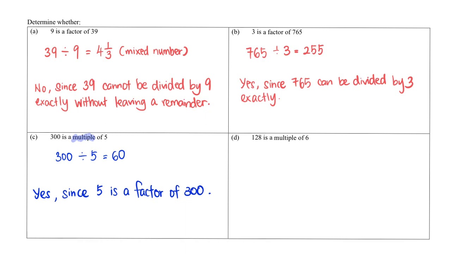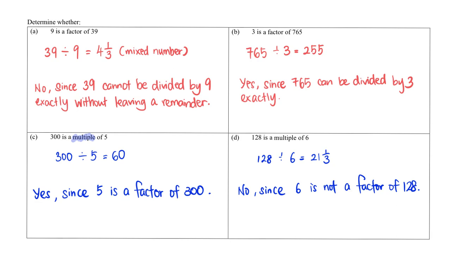And let's do the same for the other part. Let's try 128 divided by 6, and this will actually give me 21 and 1/3, which means that since this is a mixed number, no. This tells me that since 6 is not a factor of 128, it is not a multiple of 6.